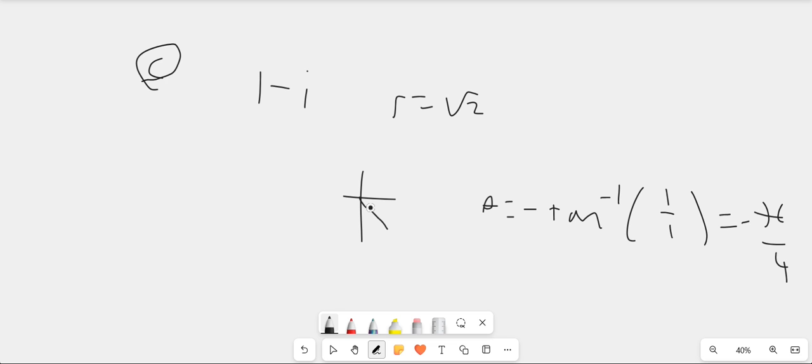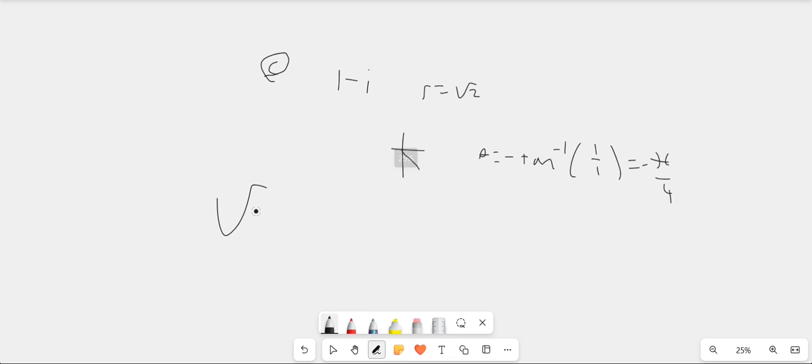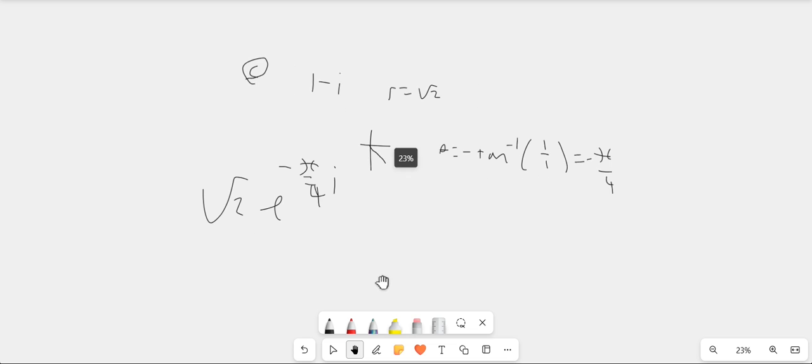Alright, calm. So that's root 2, e to the power of minus pi over 4 i. And again, what am I going to do here? I'm going to put that to the power of 6.